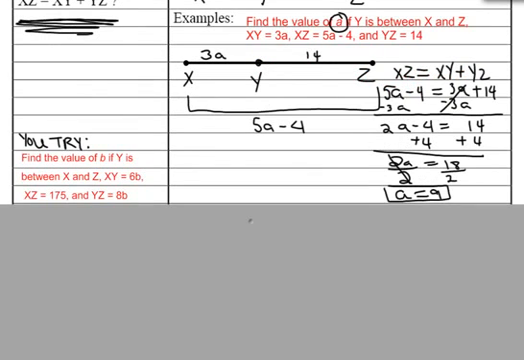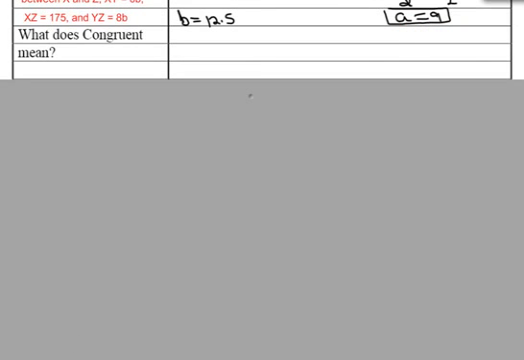Okay, so now I'd like for you to copy this example down as a study question. And here to the right, draw a picture, set up the algebraic equation, solve for b. If y is between x and z, xy is 6b, xz is 175, and yz is 8b. You should get that b is equal to 12.5. If you don't, or if you don't know how to solve this equation, please raise your hand and ask your teacher. Okay, our next study question is, what is congruent?